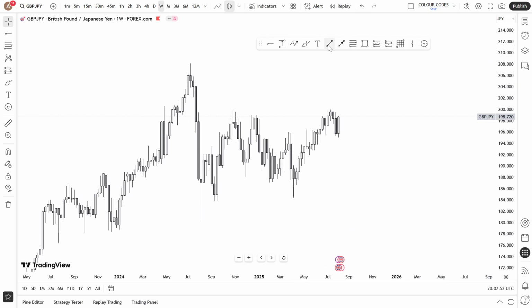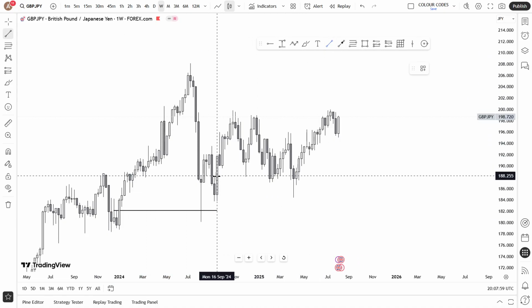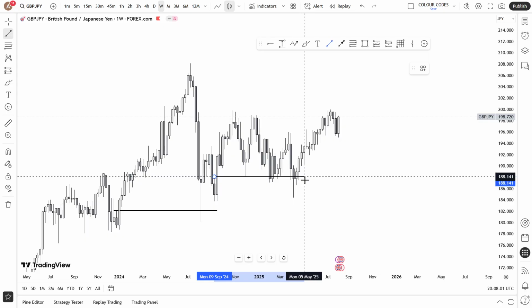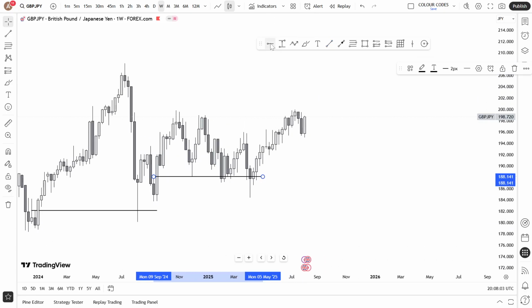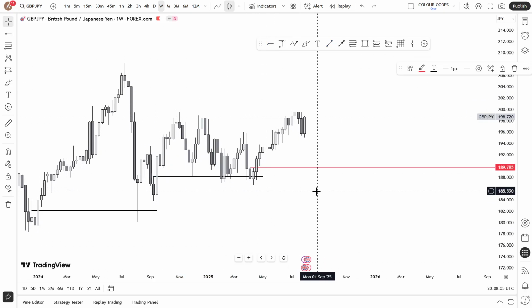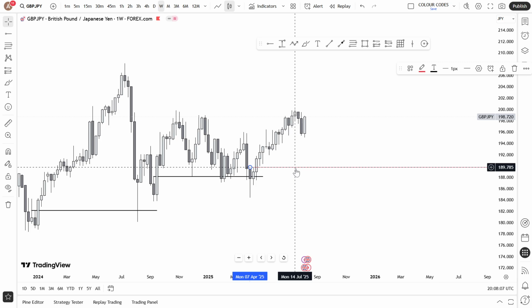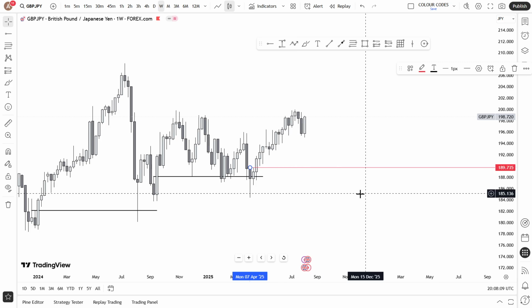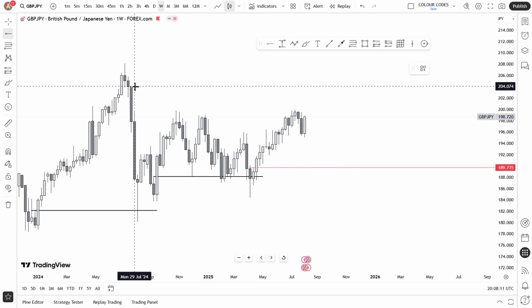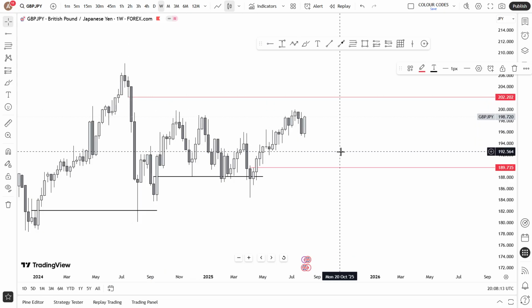Consistency number one. Weekly order block got respected here. Consistency number two. Another weekly order block has been filled nicely here. Consistency number three. We have an order block that has been left down here. What else can we see? We have another block at the very top as well.